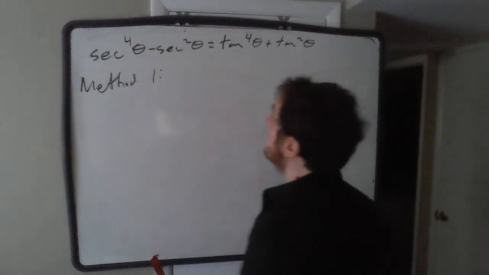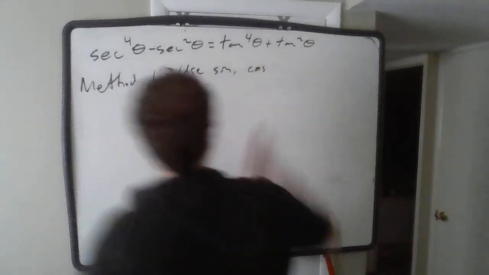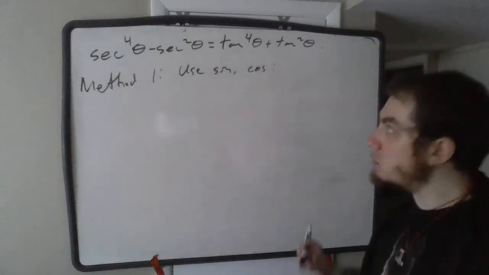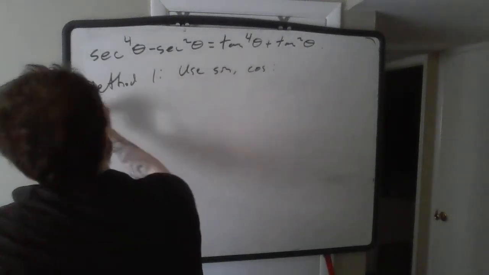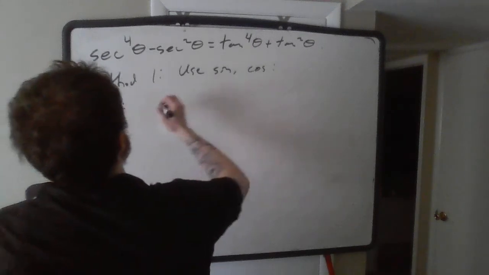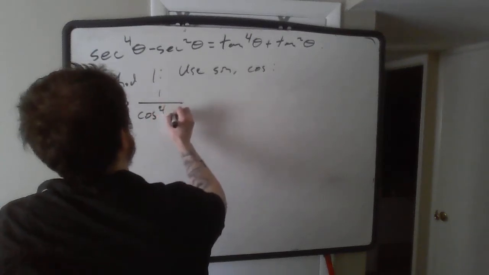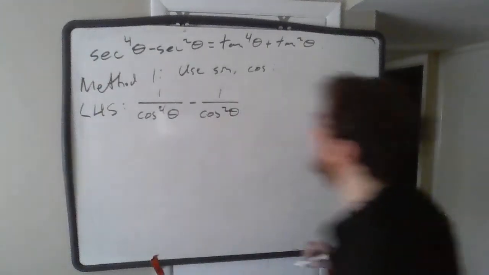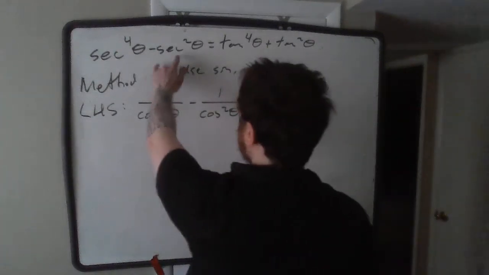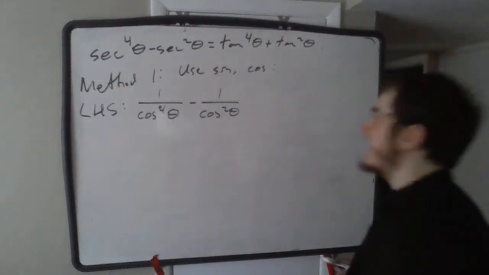So method one is going to be to use sines and cosines. We're going to rewrite everything in terms of sines and cosines, and we're going to go from there. So if we were to do that, the left-hand side turns into 1 over cosine to the fourth theta minus 1 over cosine squared theta. Because remember that secant is the reciprocal of cosine. I guess that's probably the simplest way of saying it.